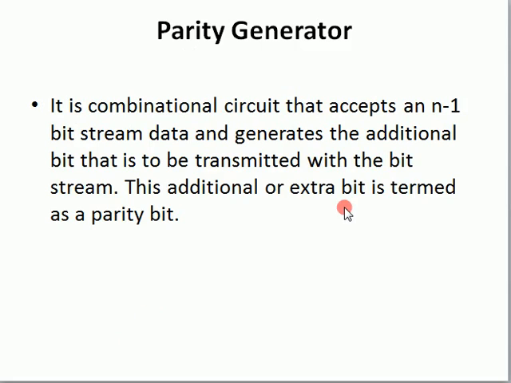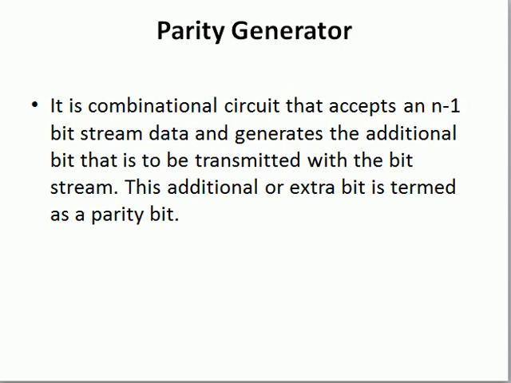Now we come to today's actual topic, in which we will discuss the parity generator. Again, it is a combinational circuit that accepts an n-1 bit stream of data and generates an additional bit that is to be transmitted with the bit stream. This additional or extra bit is termed the parity bit. There are 2 types of parity bit. First one is the even parity bit and the second one is the odd parity bit.